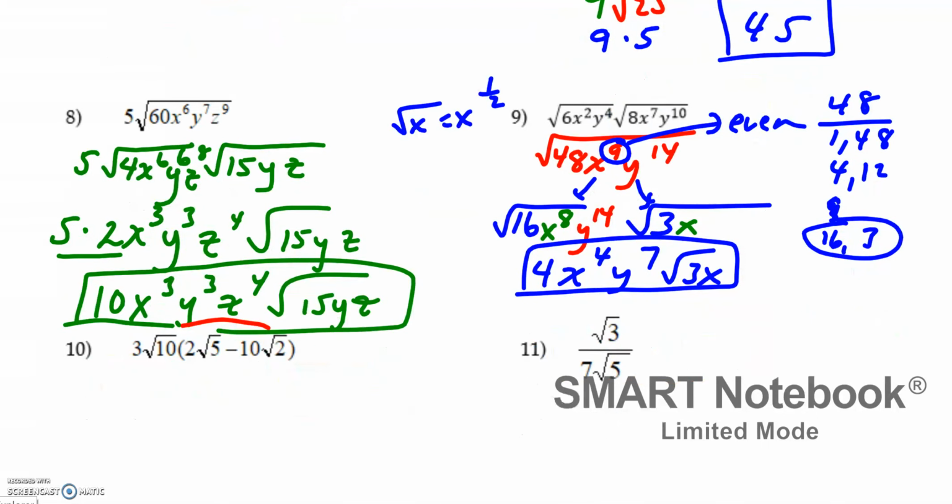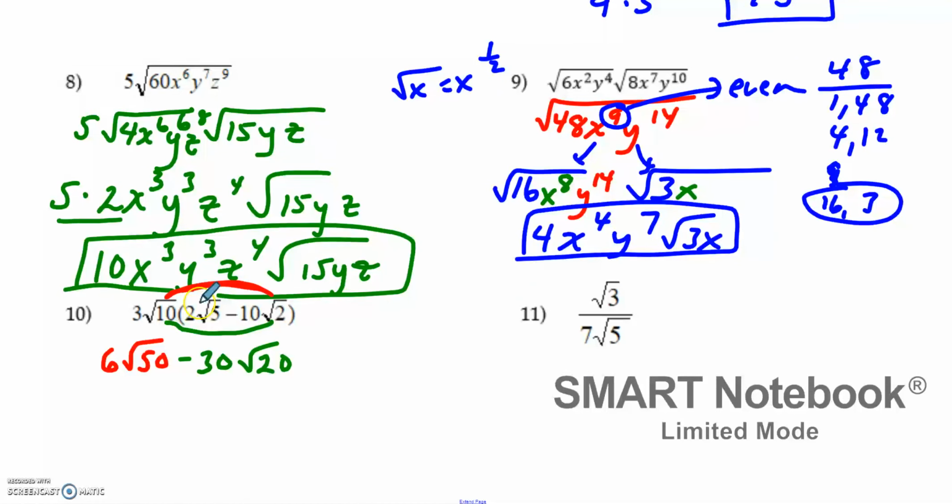If we take a look here at number 10, we want to distribute the 3 root 10 into both terms, and we can multiply things that look the same. So 3 times 2 gives me 6. Root 10 times root 5 is root 50. So this would be my first term. If I distribute the 3 root 10 to the negative 10 root 2, 3 times negative 10 is negative 30. Root 10 times root 2 is root 20. Now this is not my final answer because I can keep splitting root 50 and root 20.